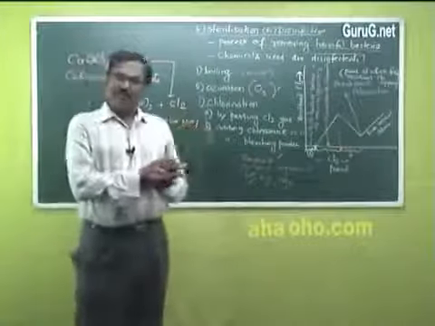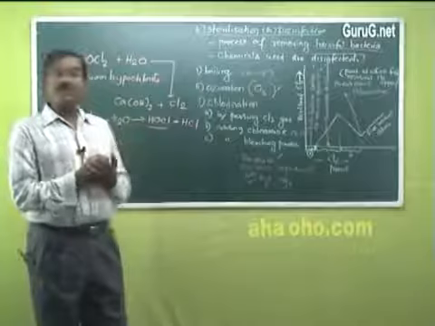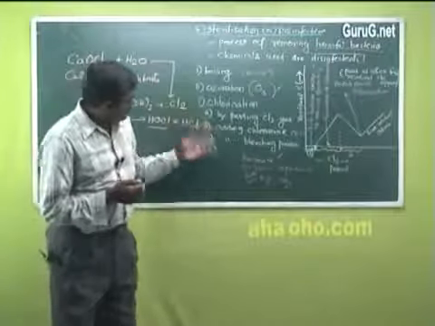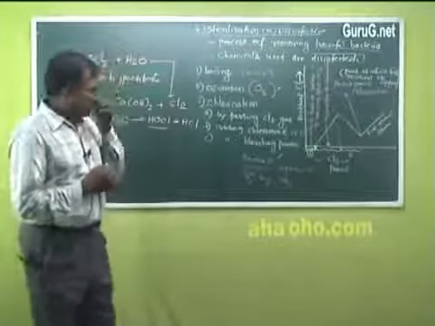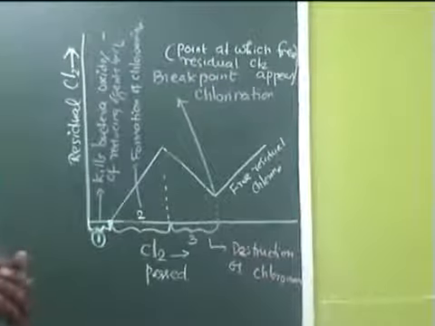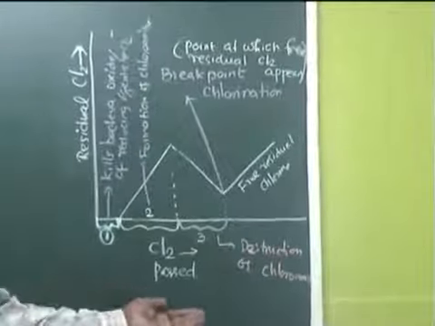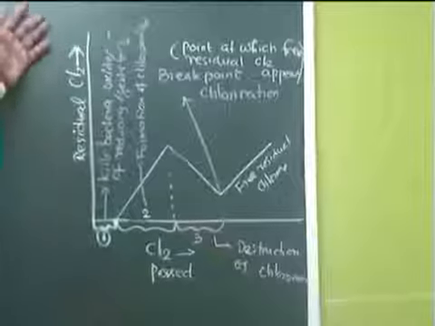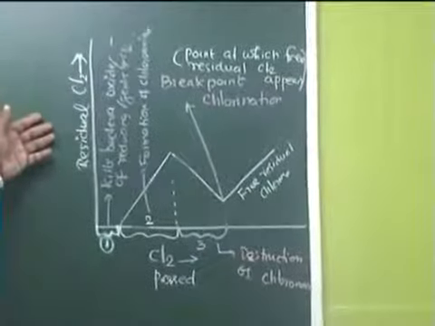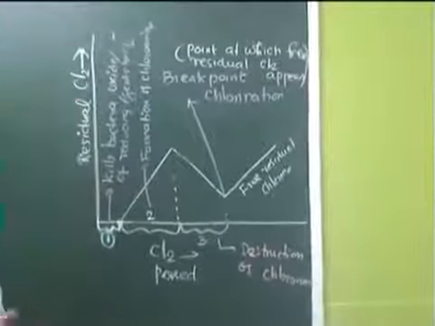So how much chlorine do we have to pass? Of course, that is decided by the pollution load. By analyzing various physico-chemical parameters, we will decide how much chlorine we have to pass. So here there is a graph, a plot showing the relationship between the amount of chlorine passed, that may be chlorine gas or bleaching powder or any other form, plotted against residual chlorine, that is the amount of free chlorine present in water.